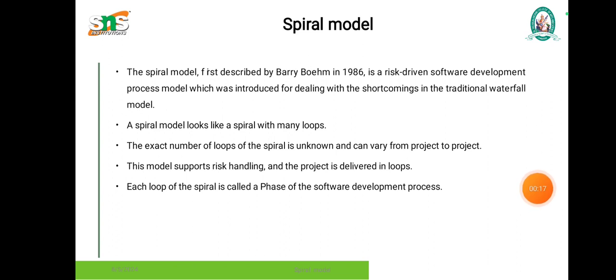The spiral model, which was described by Boehm in 1986 as a risk-driven software development process model, was introduced for dealing with the shortcomings in the traditional waterfall model. The spiral model looks like a spiral with many loops. The exact number of loops of the spiral is unknown and can vary from project to project. This model supports risk handling, and the project is delivered in loops. Each loop of the spiral is called a phase of the software development process. So this is a small introduction about the spiral model.